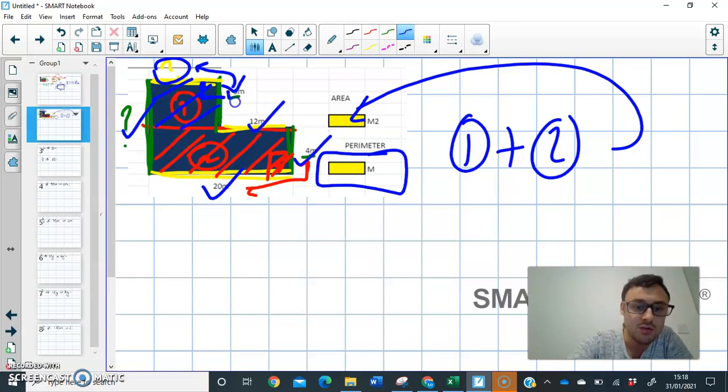But the first thing you need to do there is certainly find those 2 missing sides, and it helps if you coordinate them if they're going horizontally or if they're going vertically. Okay, so that's how you would tackle that question.